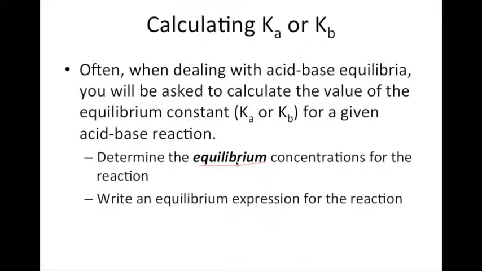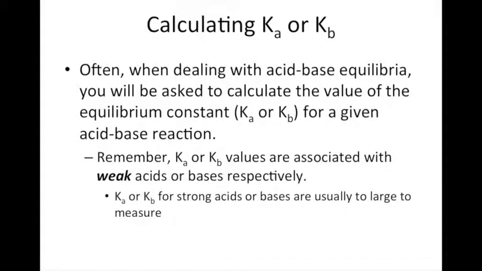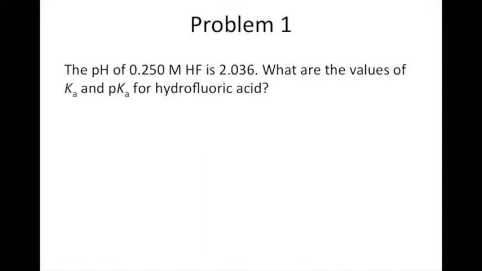Then we write the equilibrium expression for that reaction. Finally, we substitute in the equilibrium concentrations into our expression and solve for Ka or Kb. Now remember, Ka or Kb values are associated with weak acids or weak bases in water. Ka or Kb for strong acids or bases are usually too large to measure, so we don't have to calculate those. So to show you how to calculate this, let's look at a sample problem.